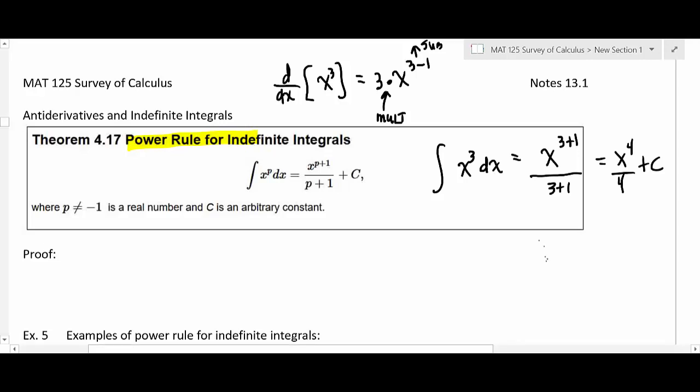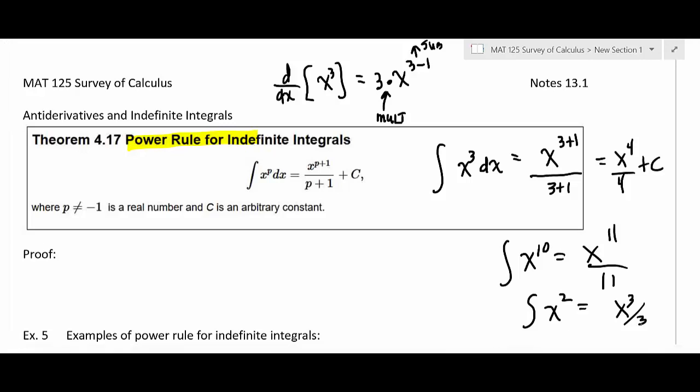I'll do one more, and then I'm going to prove this, and then we'll work a bunch of problems like this. What if you had x to the 10th? Do it in your head. x to the what? 11 over 11. The exponent goes up 1, and then you divide by the result. What if you had x squared? x to the third over 3. See how it's real easy? That's how the power rule works for an integral.